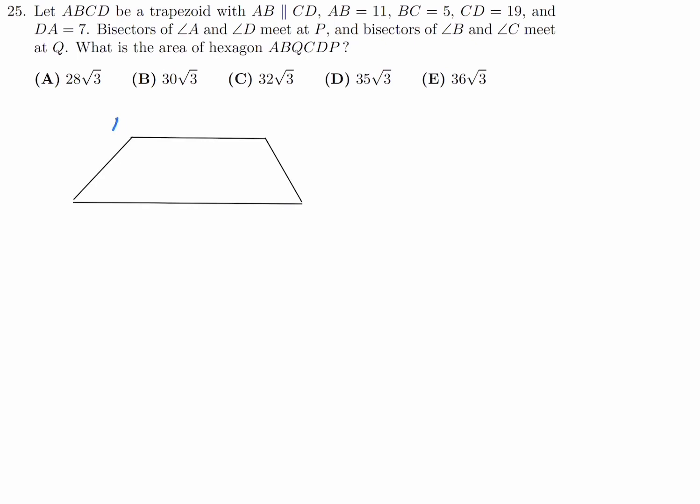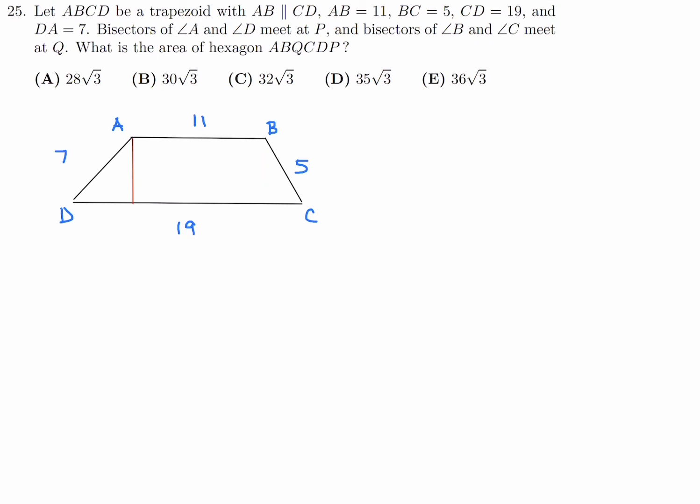Our trapezoid looks something like this, right? This is A, this is B, C, and D. And then they've given us a lot of information. First of all, AB is 11, BC is 5, CD is 19, and AD is 7. The first thing in this question that I'd like to do is figure out an altitude, or a height, I should say. And that is, of course, from top to bottom like this.